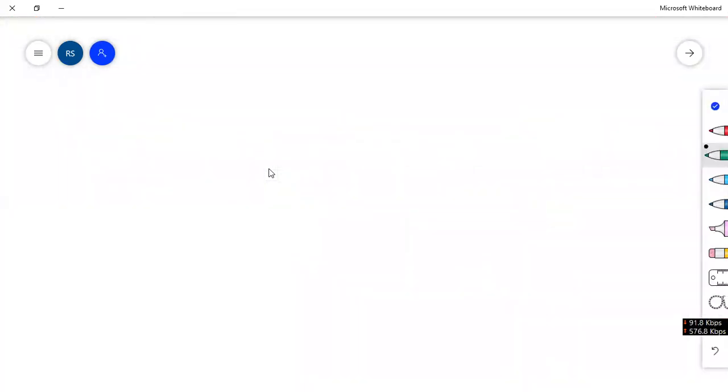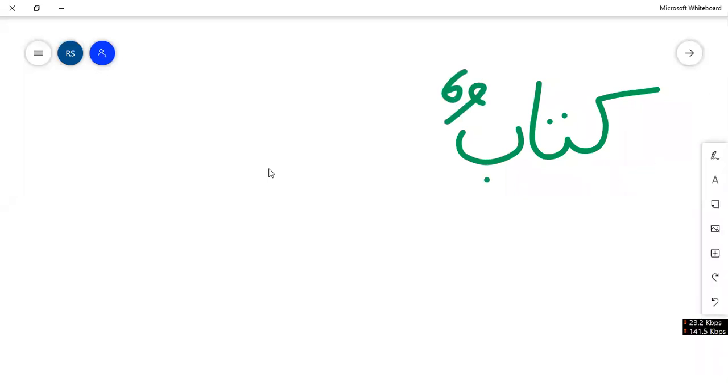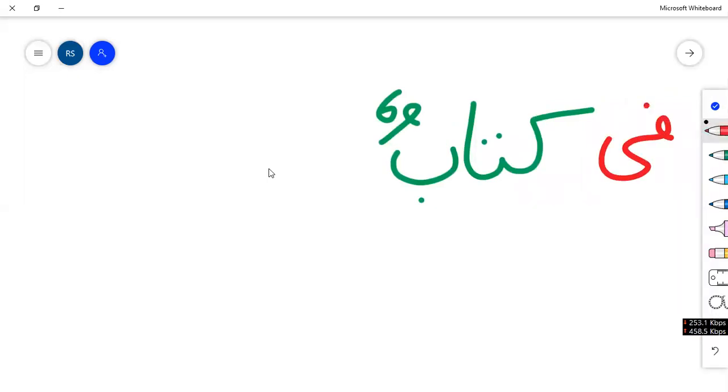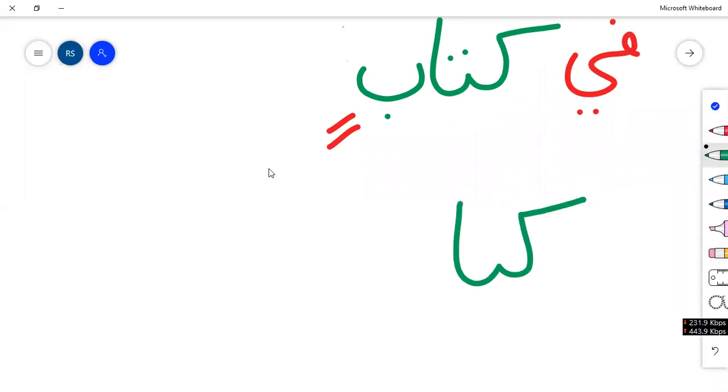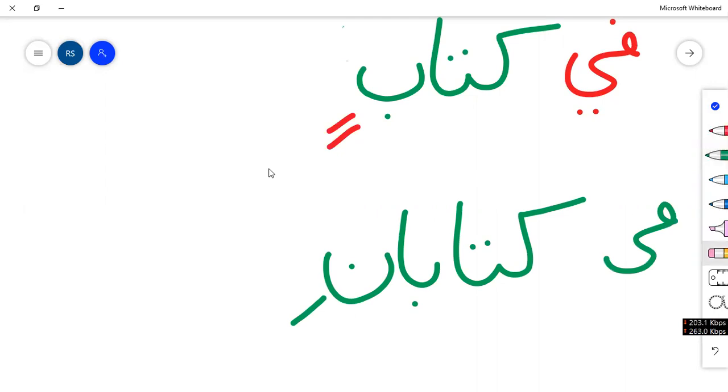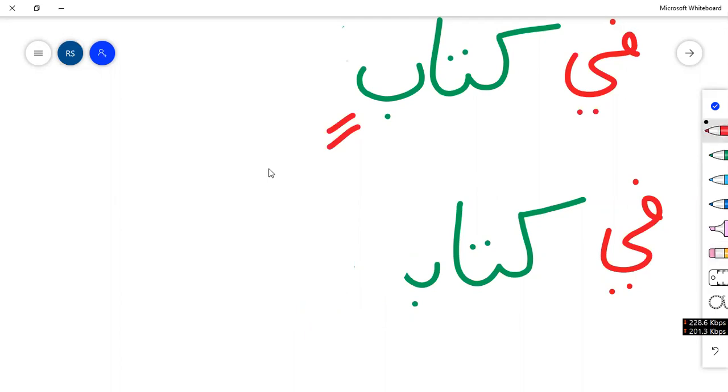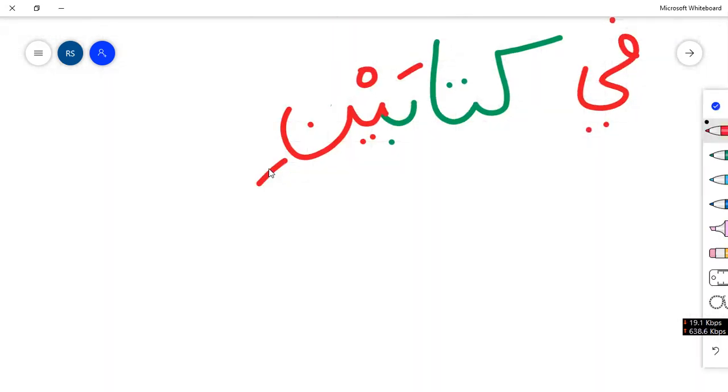So here we learn that harf jar gives kasra to a simple word. So kitabun, after the addition of harf jar, becomes kitabin. Then you learned that in the case of a dual word, kitabani is marfu. But after the addition of fi, it becomes kitabaini. Kitabaini.